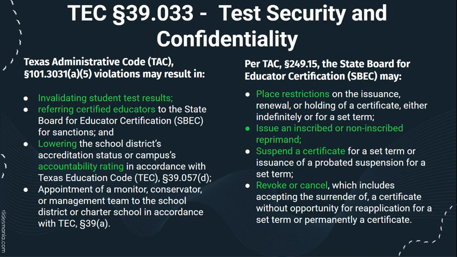Chapter 39.0033 of the Texas Education Code states that a violation may result in the invalidating of student test results, referring an educator to SBEC, or lowering the district or campus accountability rating. When an educator is referred to SBEC, they could have a restriction placed on the issuance, renewal, or holding of a certificate. SBEC could issue an inscribed or non-inscribed reprimand. The educator's certificate could be suspended for a set term or revoked or canceled. If a staff member is not certified, they will be referred to Human Resources for appropriate action.